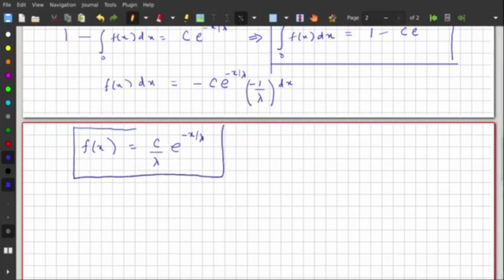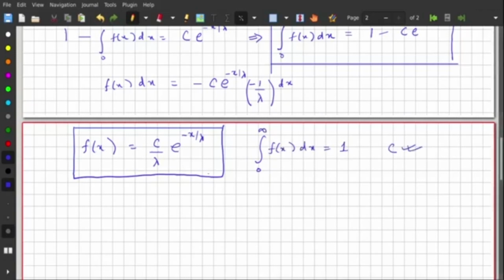Now that we know the probability density function, it's quite trivial, as we did before, to apply the condition that the integral from 0 to infinity of f of x dx equals 1 to figure out what c is. We substitute this function, do the integral, figure out what c is, and put it back, so we get the total function f of x. That gives us the probability distribution function.